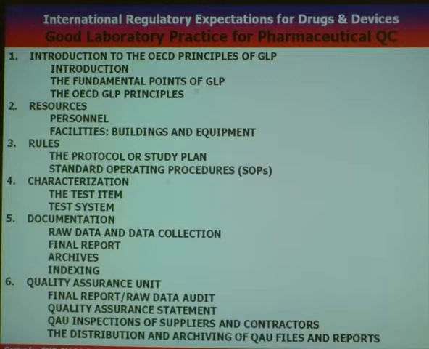And the last part refers to quality assurance unit, the final report, the raw data audit, quality assurance statement, quality assurance inspections of suppliers and contractors, the distribution and archiving of quality assurance unit files and reports.